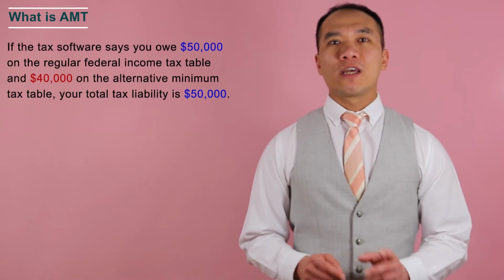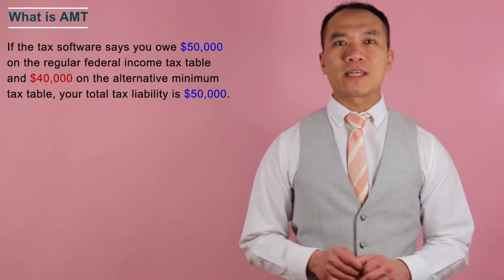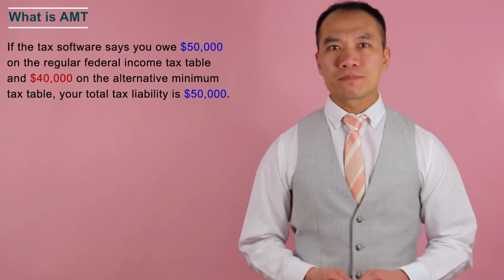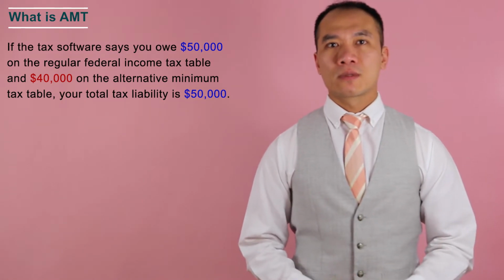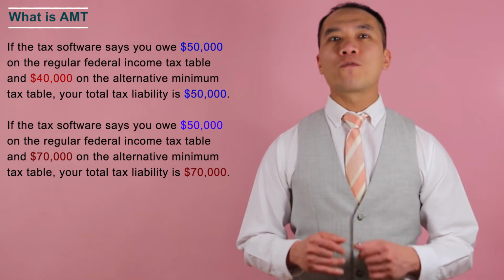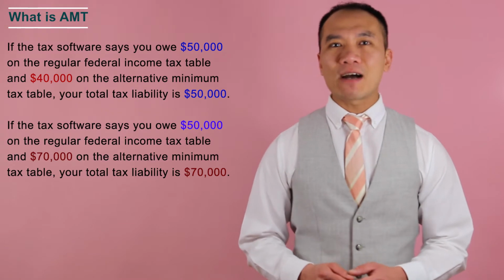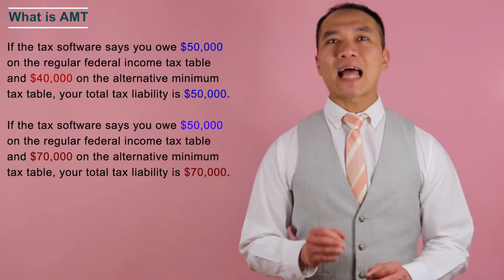For example, if the tax software says you owe $50,000 on the regular federal income tax table and $40,000 on the alternative minimum tax table, your total tax liability is $50,000. If the tax software says you owe $50,000 on the regular federal income tax table and $70,000 on the alternative minimum tax table, your total tax liability is $70,000.